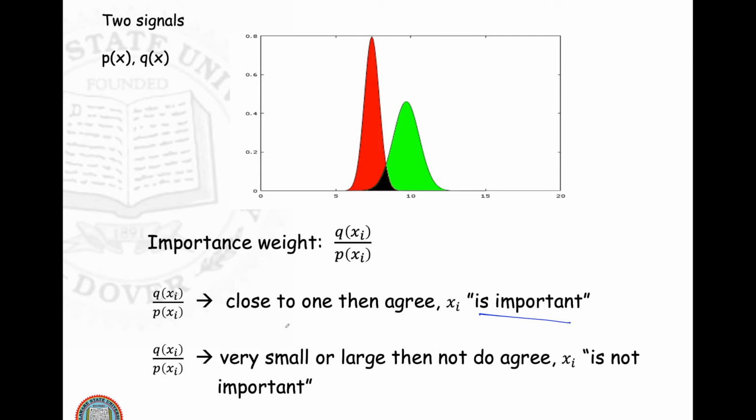If that importance weight is very small or very large, that means P and Q disagree.